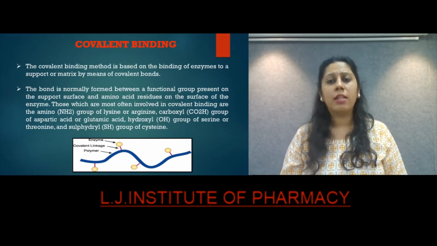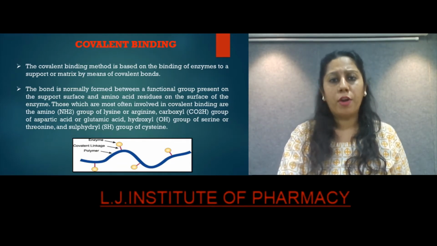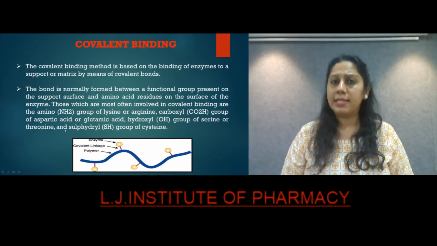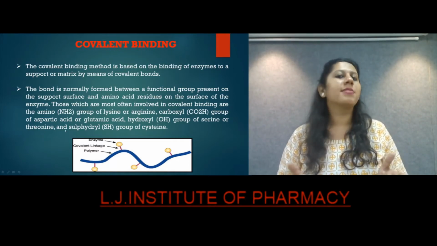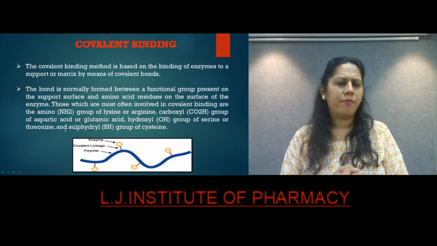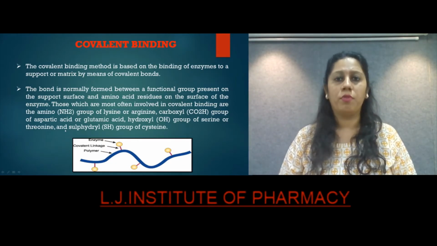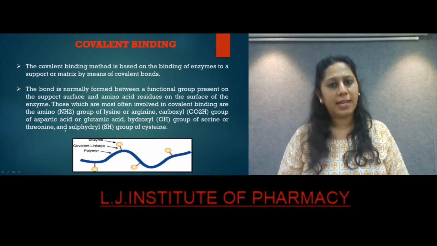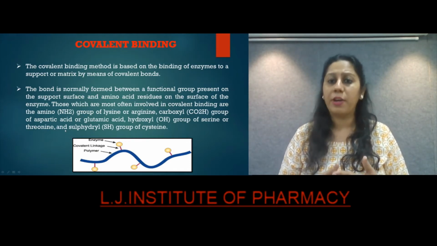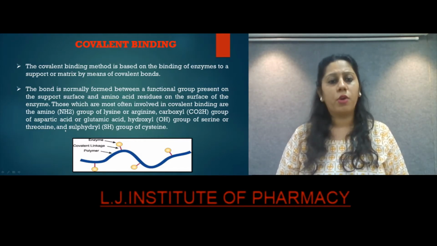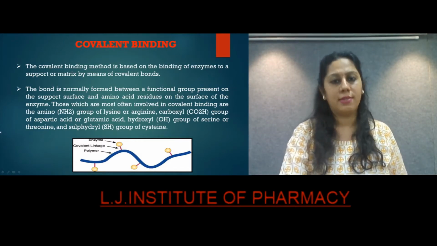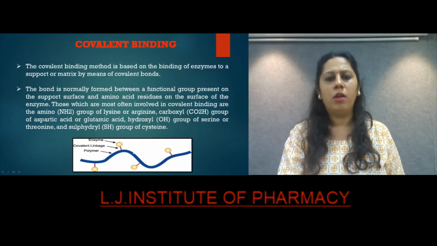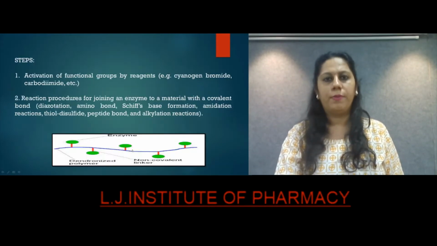Mainly the groups involved for immobilization are the amino groups present on lysine or arginine. As we know, enzymes are proteins in nature, so they have different amino acid residues, which are active functional groups. Then you have the carboxyl group of aspartic acid or glutamic acid, the hydroxyl group of serine or threonine, and the sulfhydryl group of cysteine. As you can see here, the enzyme is covalently linked to the polymer or the support.